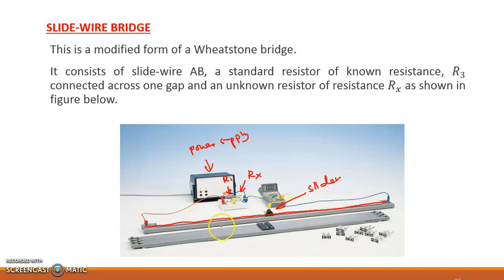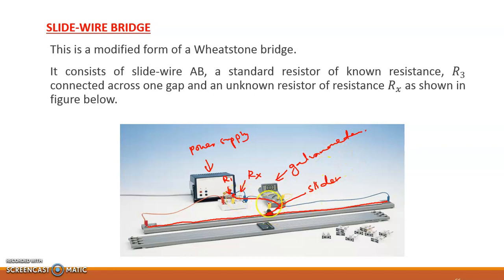And then, it will detect the presence of current, because current will flow through this wire bridge here. So, in the middle between R1, Rx and this slider, we connect a galvanometer. What is its function? When we move this slider, the galvanometer will give a reading of the potential difference between this point and this point. So, we move it until the galvanometer shows 0 volt.